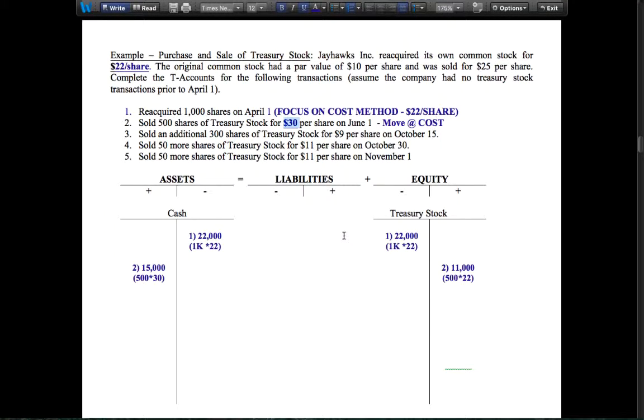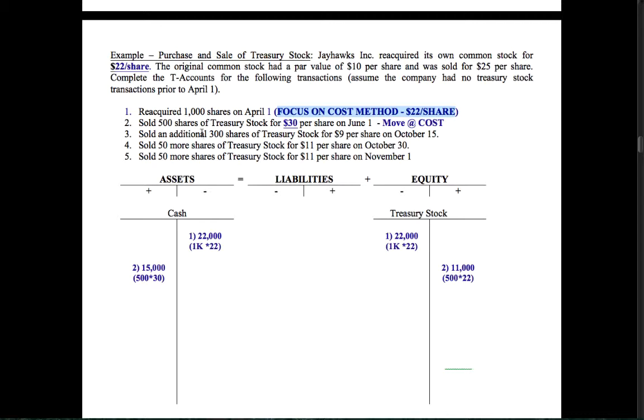Okay, so now we've gone through number 1 and number 2. Before we move on to the next ones, I just want to make sure that we're all following how these basic entries are being made to the treasury stock account. The first entry is to establish when you reacquire the shares, and you establish a treasury stock account under the cost method for the cost of the shares for you to acquire, which was $22.